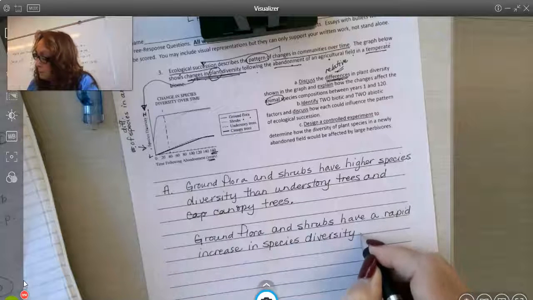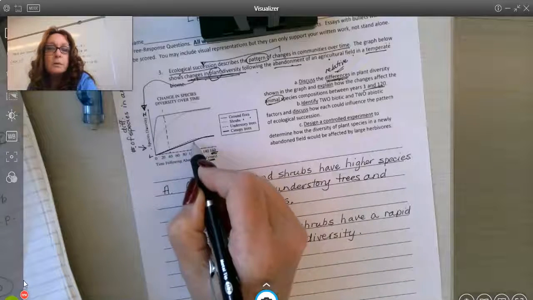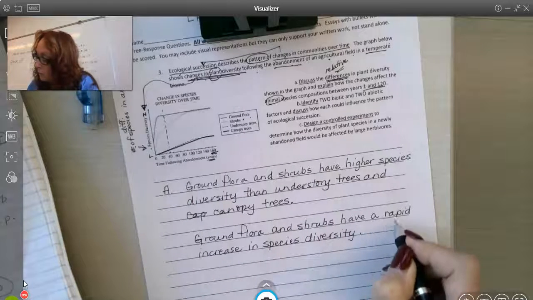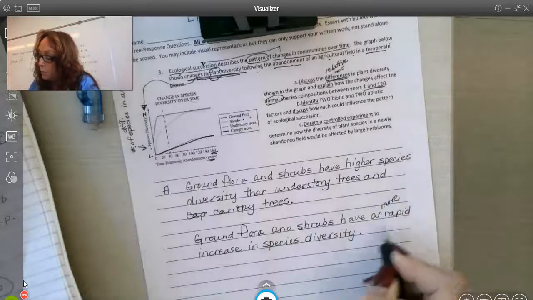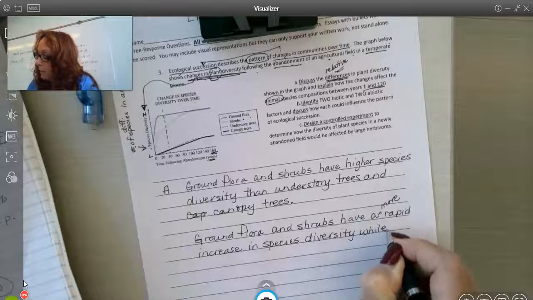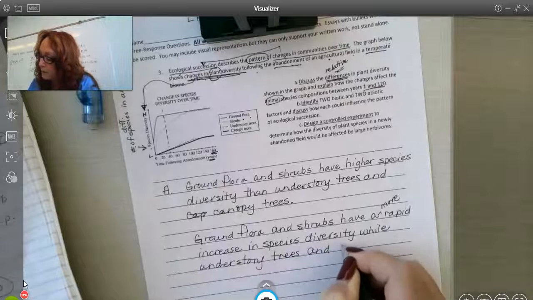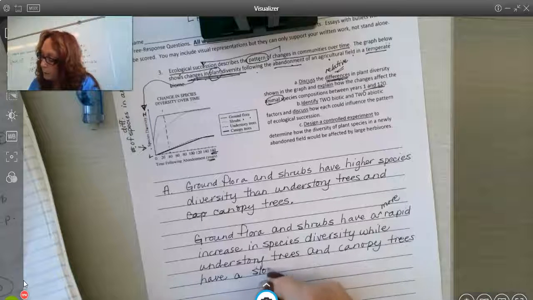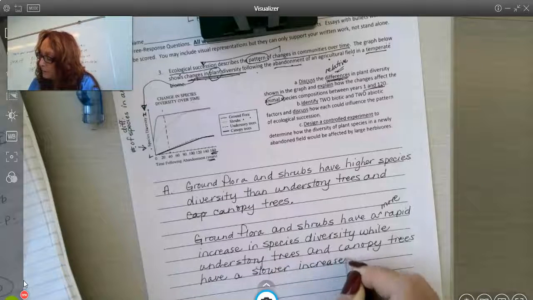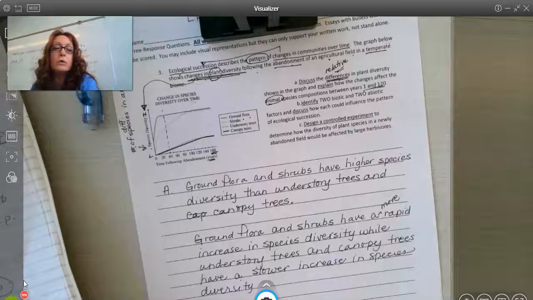I don't know how I want to write that. I think I'm going to leave it alone, because they really didn't get into time until here. And then these have, what are these? Understory and canopy. So a rapid increase. How about this? Because they said differences. Ground flora and shrubs have a more rapid increase in species diversity, while understory trees and canopy trees have a slower increase in species diversity.